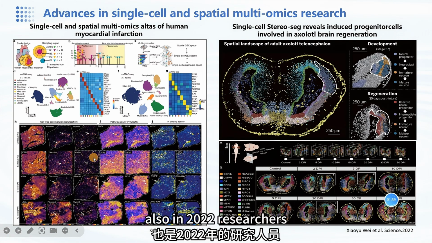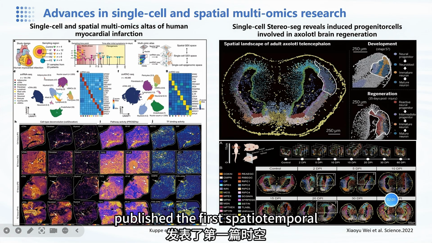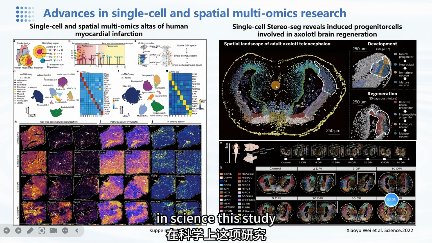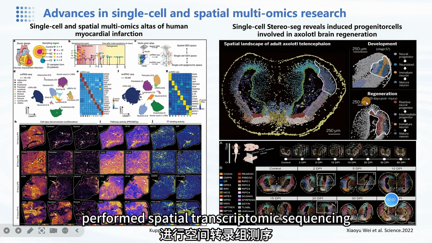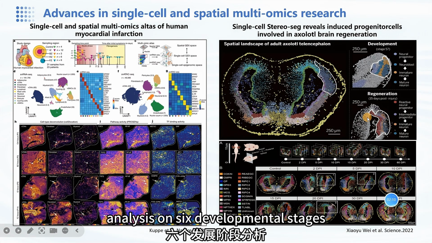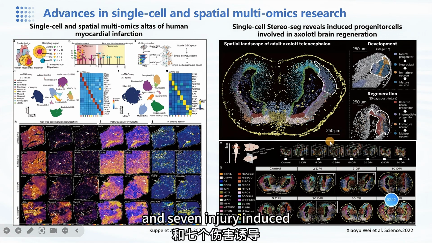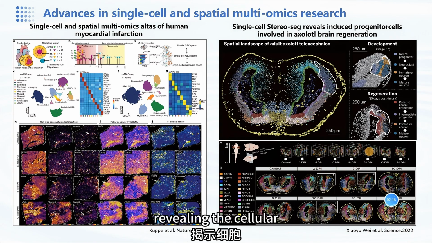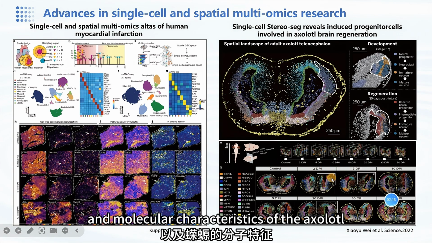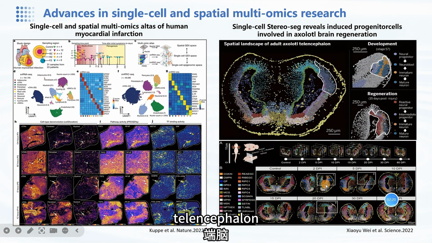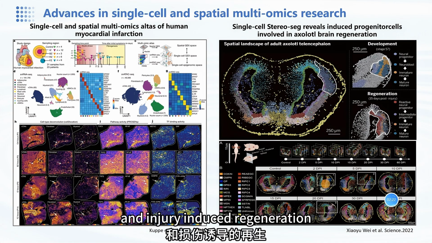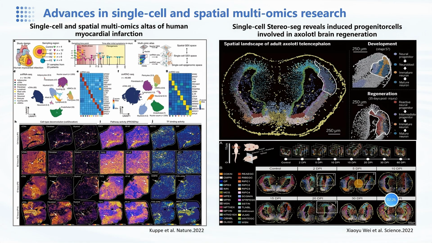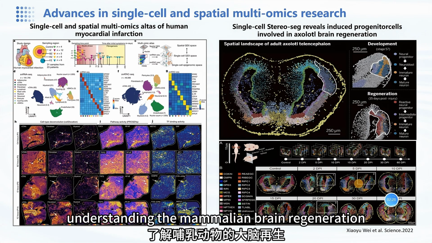Also, in 2022, researchers published the first spatiotemporal transcriptomic atlas of the axolotl brain in Science. This study performed spatial transcriptomic sequencing analysis on 6 developmental stages and 7 injury-induced regenerative stages of the axolotl brain, revealing the cellular and molecular characteristics of the axolotl telencephalon during development and injury-induced regeneration. This study provides important guidance for understanding mammalian brain regeneration.